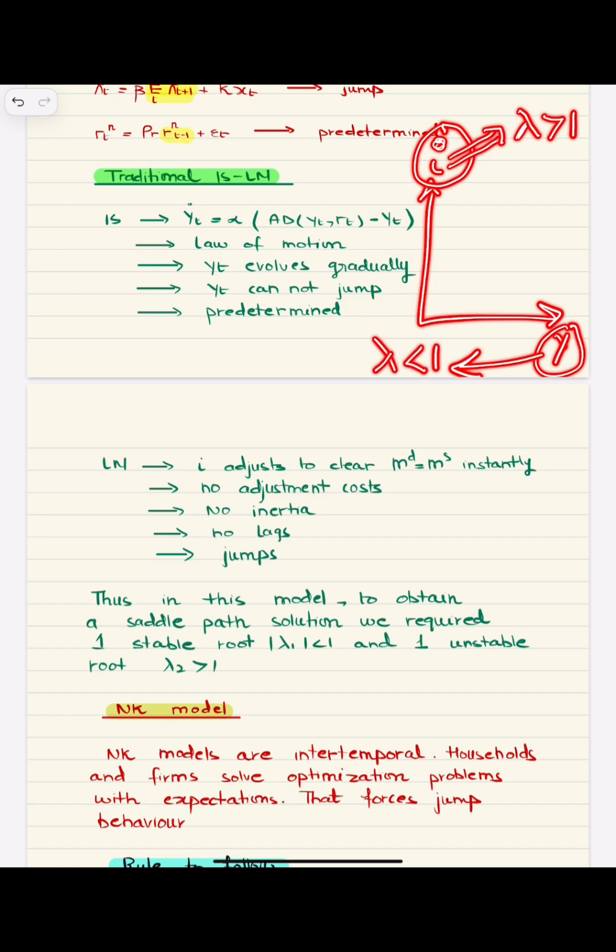Remember that when we ended up with the final answer, in order to find the saddle path equation, we would make the coefficient next to the unstable root inoperative, and that would give us the saddle path equation. The reason one had to be unstable and one had to be stable was because we had one jump variable and one predetermined variable.